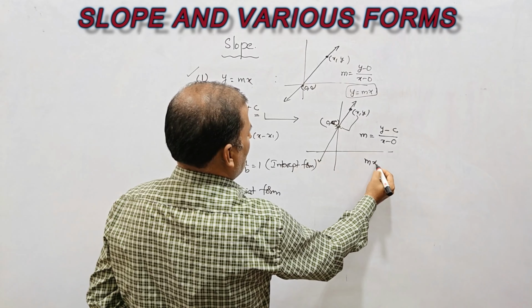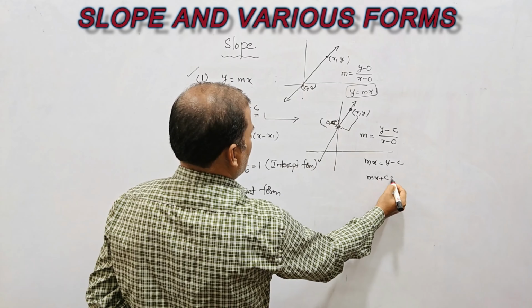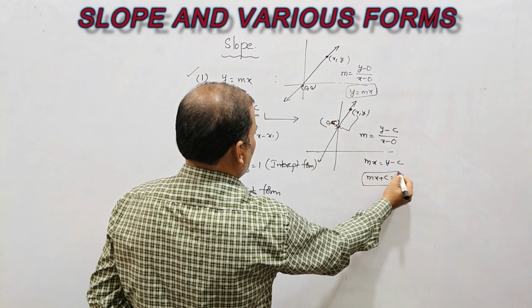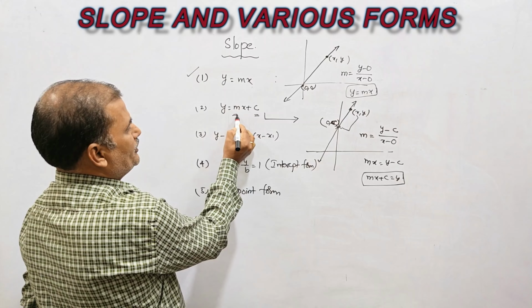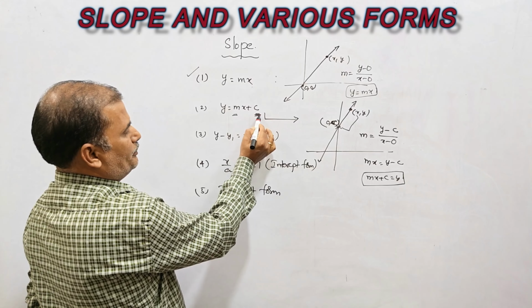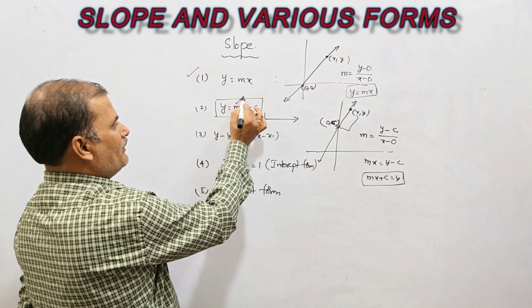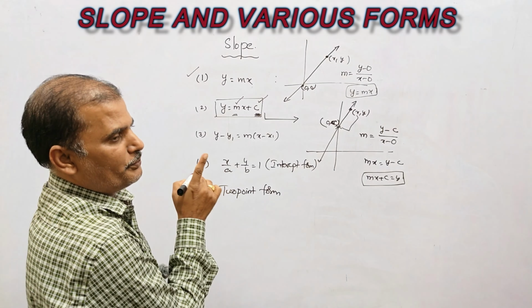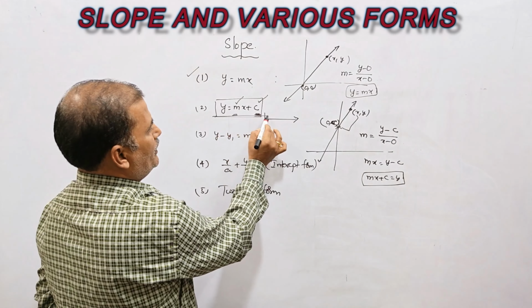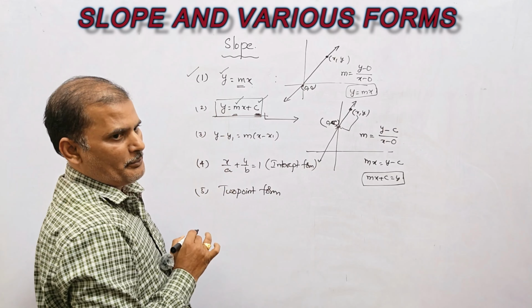Therefore mx is equal to y minus c. Now mx plus c is equal to y. Now y is equal to mx plus c. Here m is the slope and c is the y-intercept. This formula is used when slope is given and y-intercept is given. If y-intercept and slope are given, we apply y is equal to mx plus c. If only slope is given, we apply y is equal to mx.